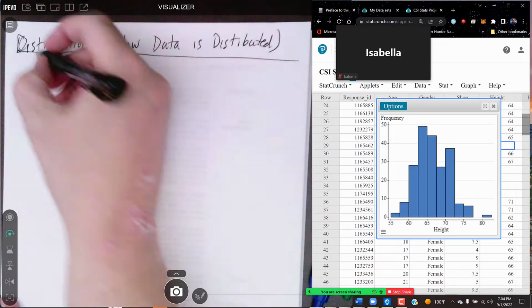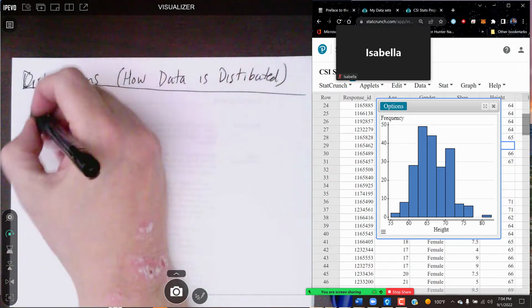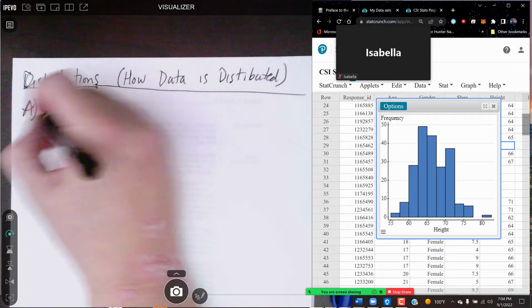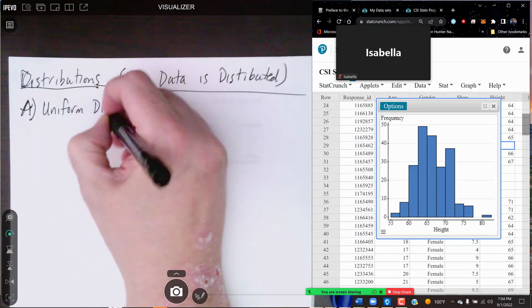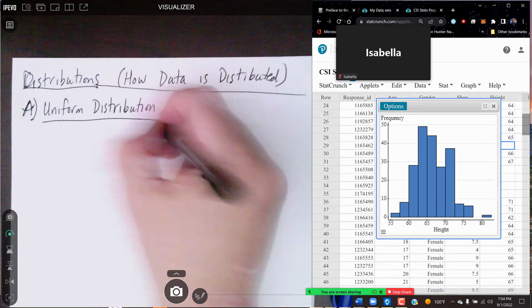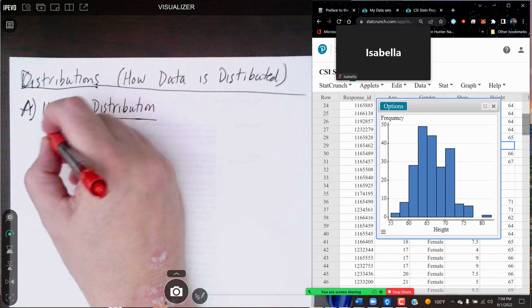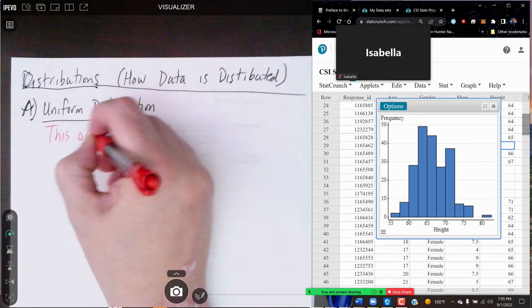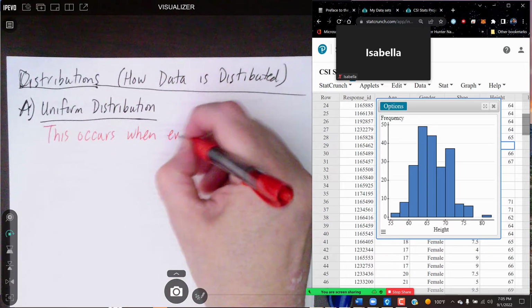There is the, let's see, there we go. Now I can write it the way I want. There's the first one, which is the most boring, but it does happen. It's called the uniform distribution. This occurs when every outcome is equally likely.